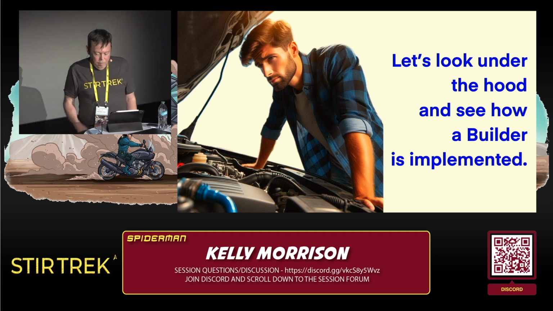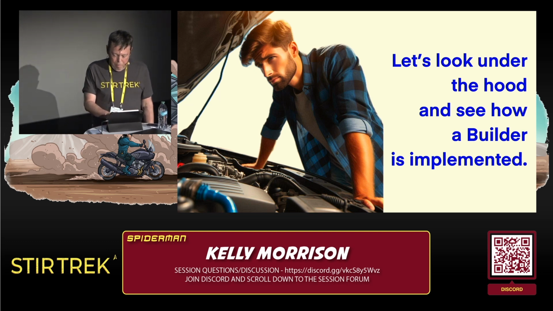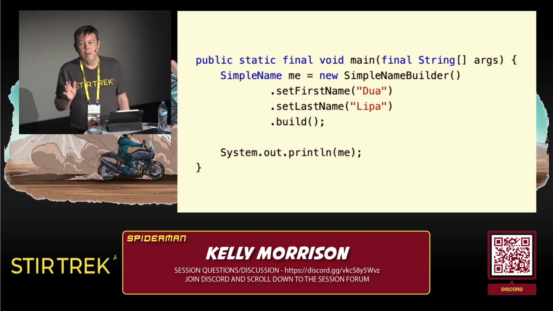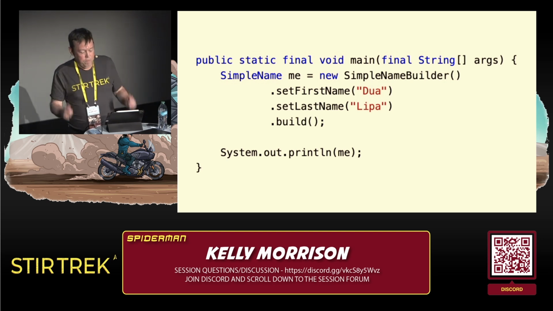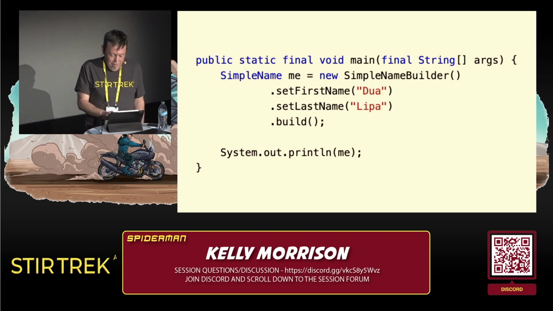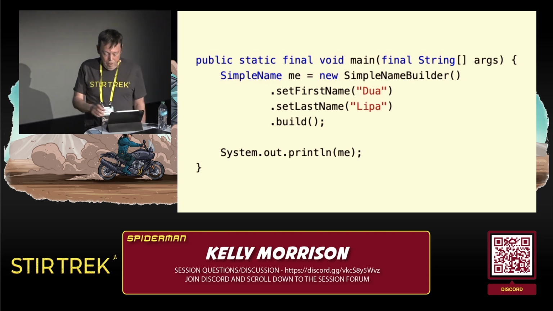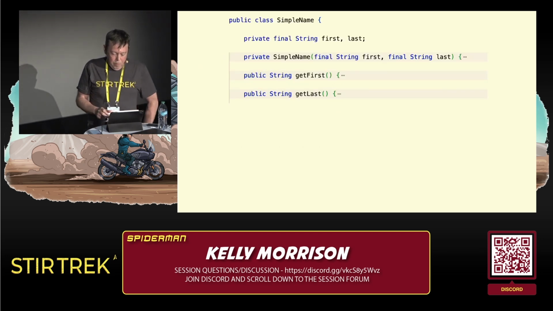Okay, let's look under the hood and take a better look at how a builder is implemented. By the way, all the images I've been using are AI generated, so if you get bored, start counting fingers, look for an extra nose, that kind of thing. But if you want to use the simple name builder we just created, here's how you would do it. It's pretty simple. You just create a builder, set the first and last name, build it. Good to go. Under the hood, here's what it might look like.